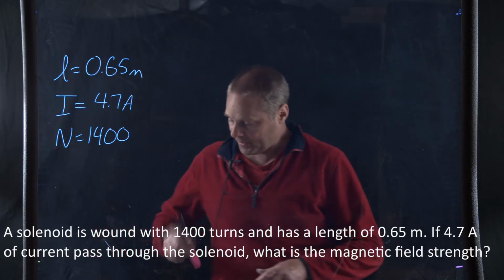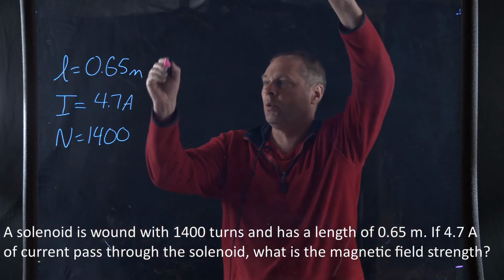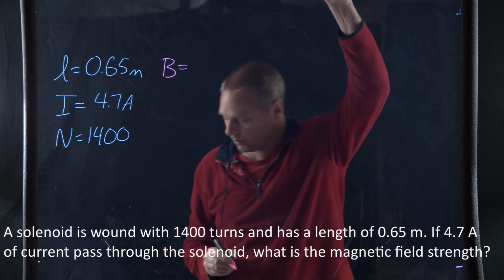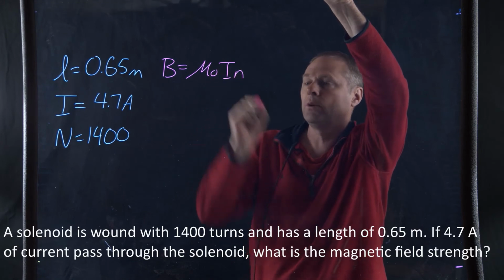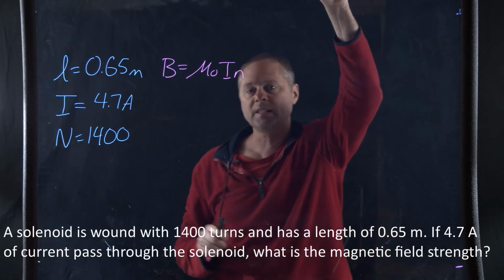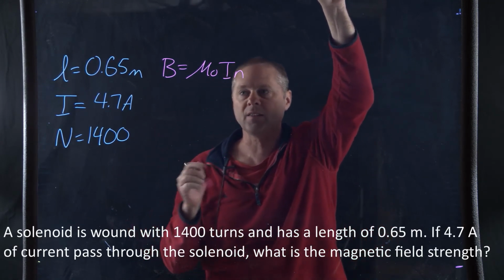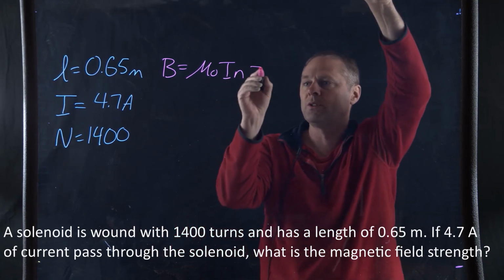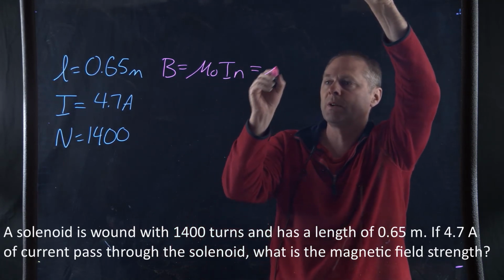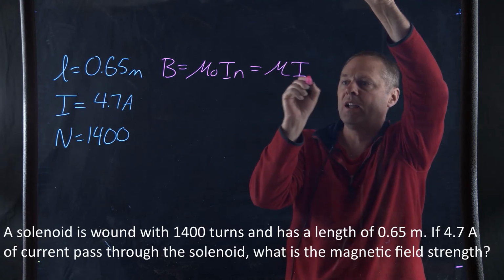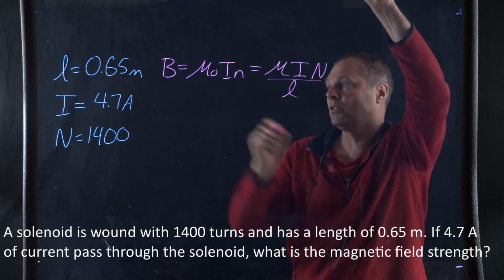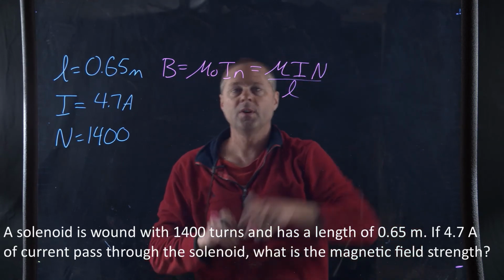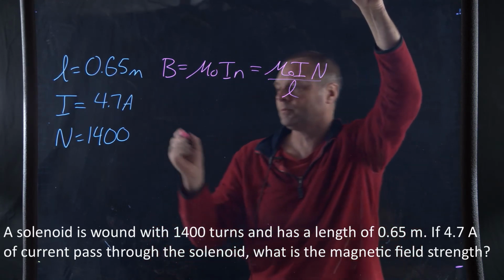So for that, our equation is going to be B is equal to mu naught I lowercase n. Remember, the lowercase n is the number of turns per length. I is the current, mu naught is going to be the permeability of free space. So this becomes equal to mu naught I and capital N, the number of turns, divided by our length.